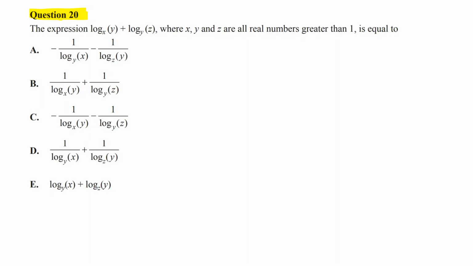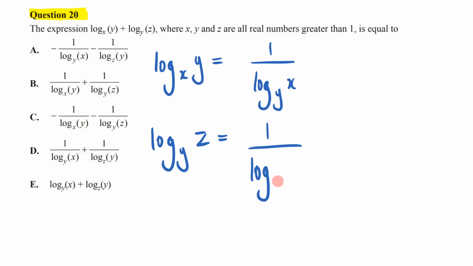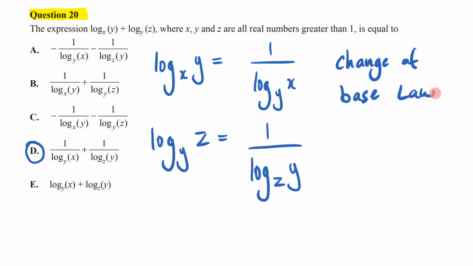So that means what I can say is this right here, log x of y is going to be equal to 1 over log y of x, and so too this one right here, log y of z, is going to be the same thing as 1 over log z of y. And now I'm simply going to add these two together, which means D is going to be my answer. So this is just the change of base law or rule.